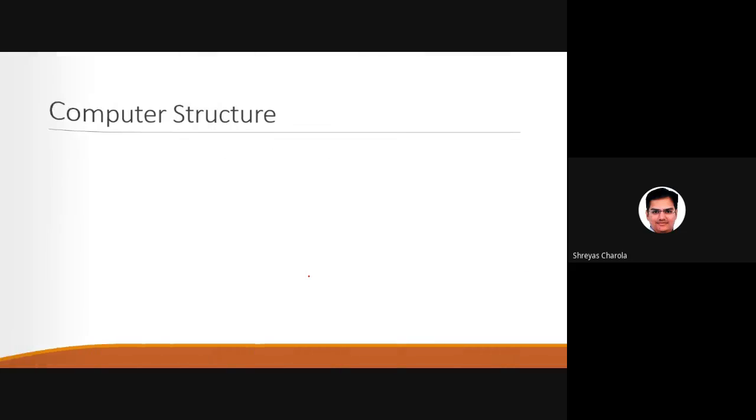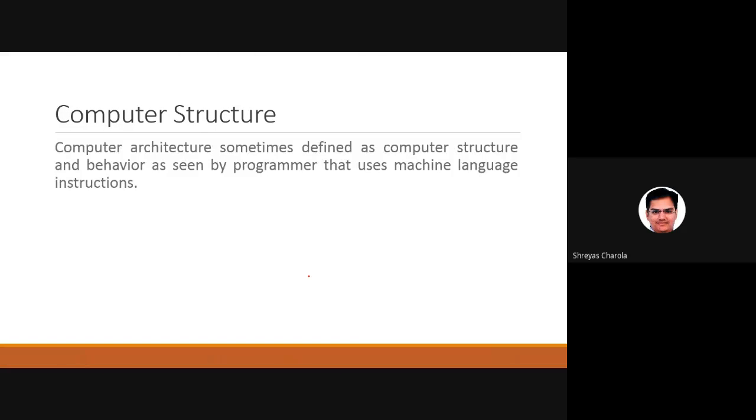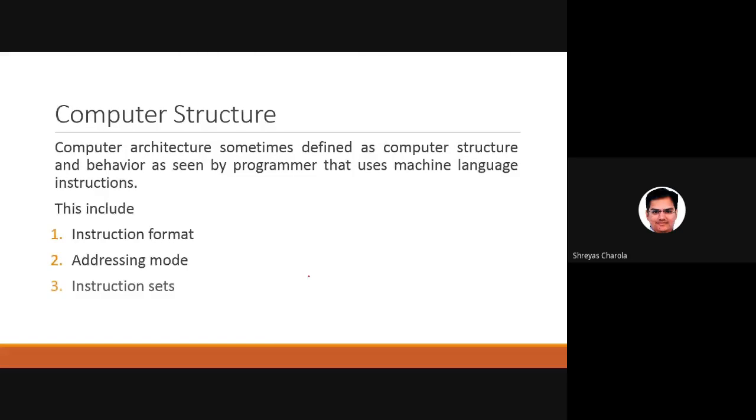Now, when you compare two structures, or when you compare computer structures, you always compare the structure in terms of instruction format. Suppose one computer is 16-bit and another computer is 32-bit. Obviously the 32-bit has more instructions to be executed because the number of opcodes has increased. So you can compare in that way.